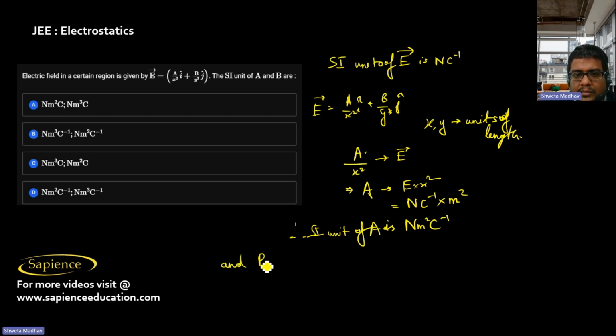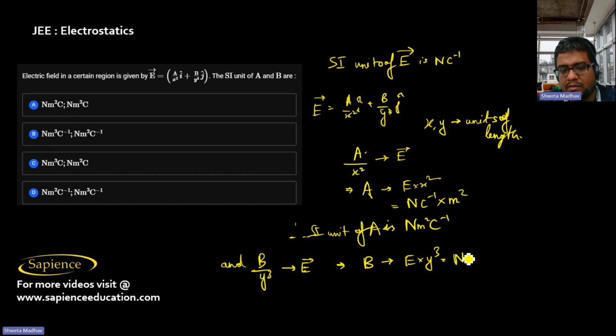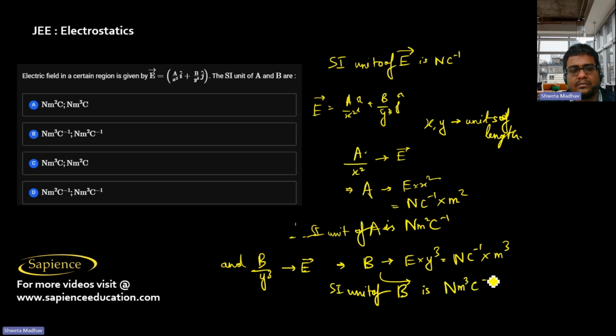Similarly, the unit of B by y cube is the same as that of the electric field. Therefore, the unit of B is the same as the unit of electric field into y cube, where the unit of electric field is Newton per coulomb. Therefore, the SI unit of B is given as Newton meter cube per coulomb.